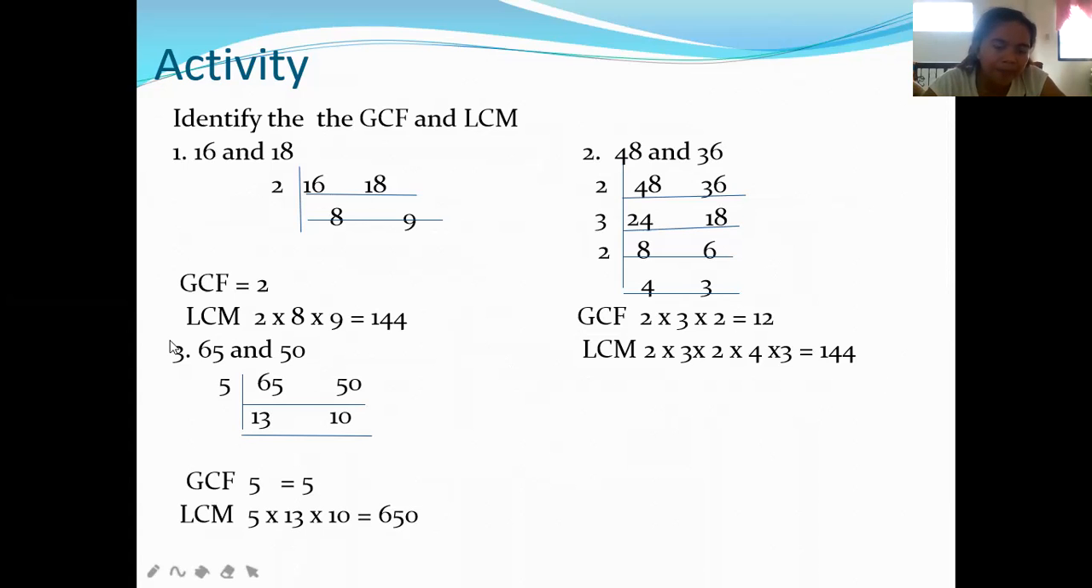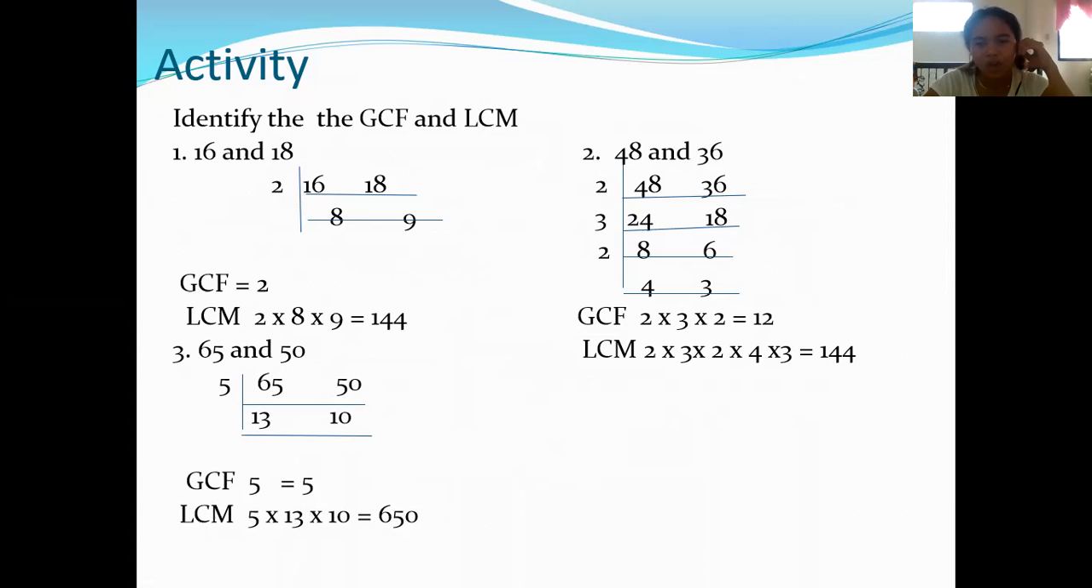Okay, last. 65 and 50. 65 and 50 can be divided by 5. 65 divided by 5 is 13. Then 50 divided by 5 is 10. So there is only one divisor to bring down, so the GCF is 5. Then the LCM is 5 times 13 times 10. Now, we multiply. 5 times 13, that is 65. Then 65 times 10, that is 650.